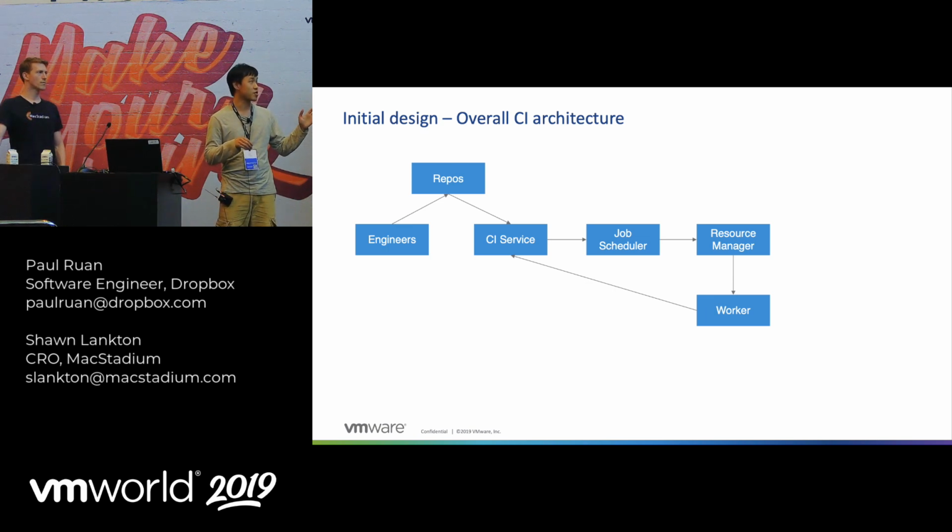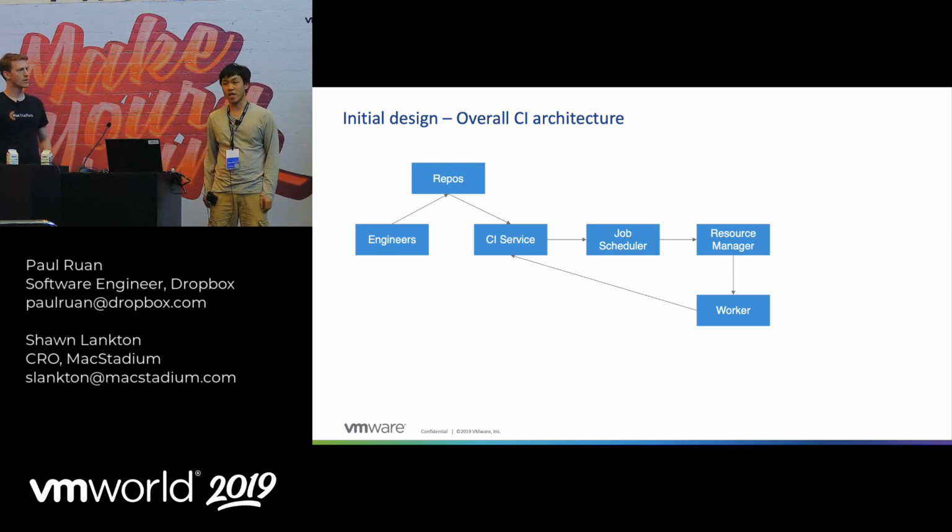Engineers commit code into repos. Our CI service automatically detects the changes and kicks off the relevant builds according to that job schedule. So the CI service then shards out. You have a big suite of tests. You want to run them in parallel, so you shard them out. A job scheduler picks up these shards and works with the resource manager, which knows about the pool of workers you have, and the job scheduler then kicks off the job on the worker node.